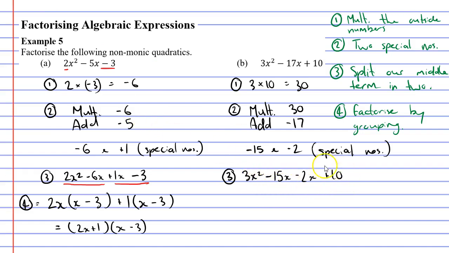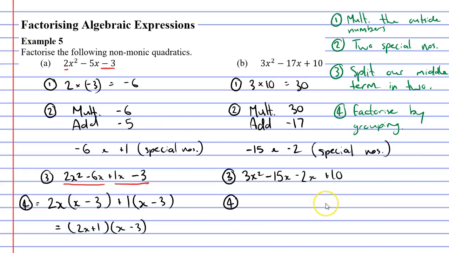This expression that we have in step 3 is exactly the same as the expression we had at the very beginning, because minus 15x minus 2x is the same as minus 17x. The only reason we split it in two is so that we can factorize by grouping. We cannot do step 4 unless we actually have 4 terms here. So we're on to step 4.